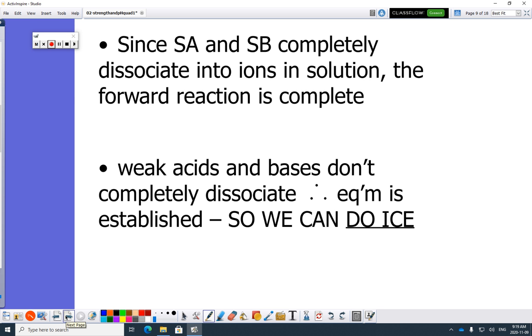Okay, so strong acids and strong bases completely dissociate into ions. The forward reaction is complete, so that means no ICE. So all of the questions you should have done, whether it was the titration or the strong acid, strong base intro, none of them should have required ICE. Weak acids and bases don't completely dissociate, so equilibrium is established, so we can do ICE.